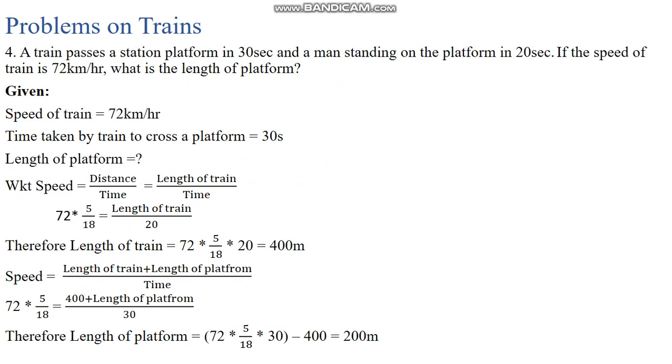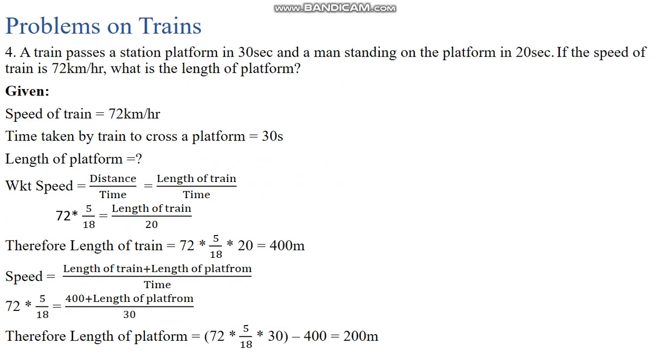Let us consider case number 2, that is the train passes a man who is standing on a platform in 20 seconds. We know the general expression for speed is equal to distance by time. Here the distance is nothing but the length of the train, and the time taken for the train to pass a man who is standing on a platform is 20 seconds. They have given the speed in kilometers per hour. We need to convert that into meters per second. Therefore 72 into 5 by 18 is equal to length of the train divided by 20. From that we can calculate the length of the train, that is 72 into 5 by 18 into 20. We will get around 400 meters.